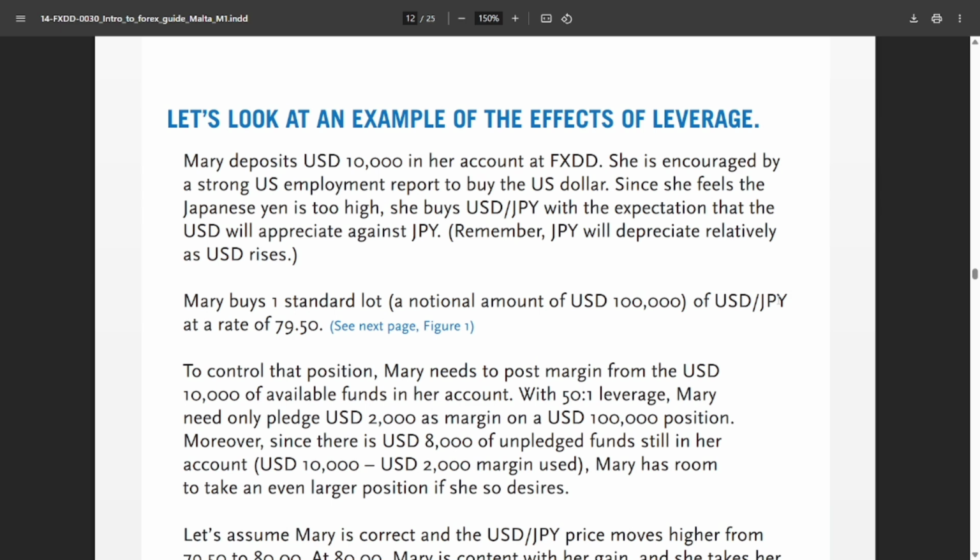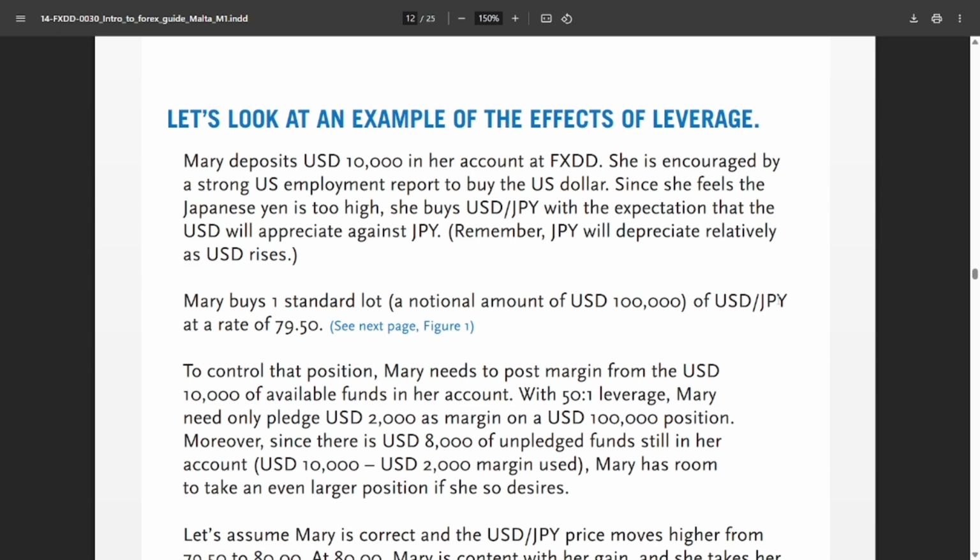Now, Mary buys one standard lot. What is a standard lot? That's really important, please memorize that. A notional amount of USD $100,000. Now Mary has a position.